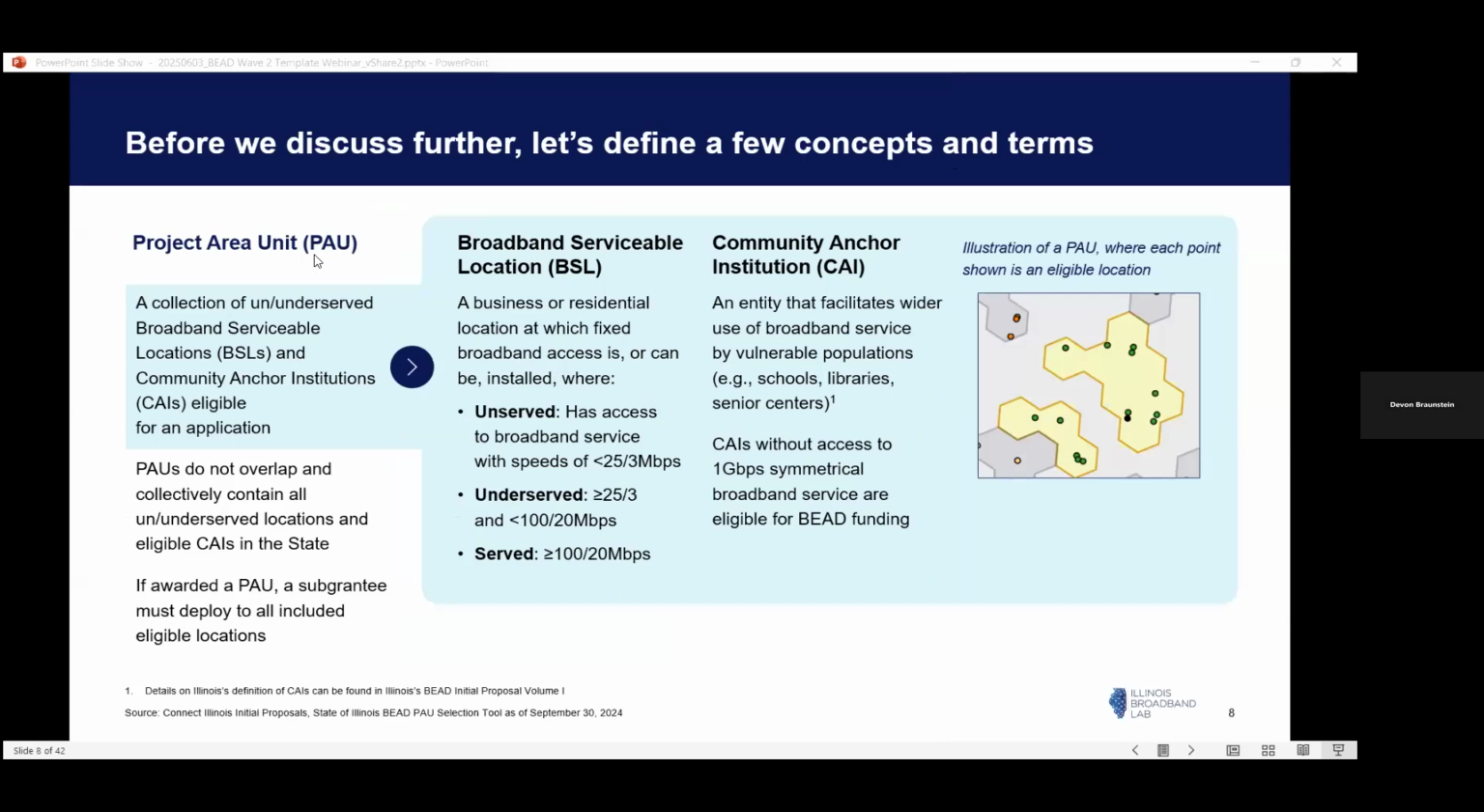A couple of other key definitions here. We have a broadband serviceable location, which is any business or household that is eligible for BEAD funding, and a community anchor institution, which includes hospitals, schools, and libraries. There's a subset that are eligible for the BEAD program. And then on the right-hand side here, you can see what it actually looks like on our map, which we'll demo in just a little bit.